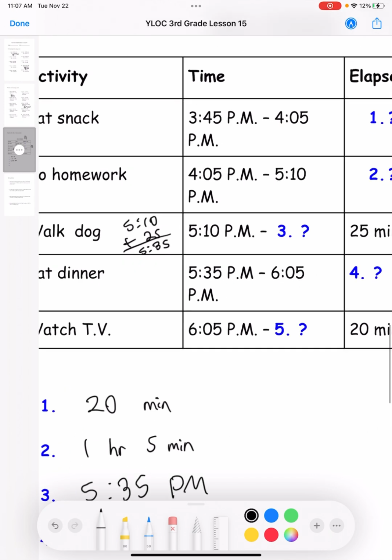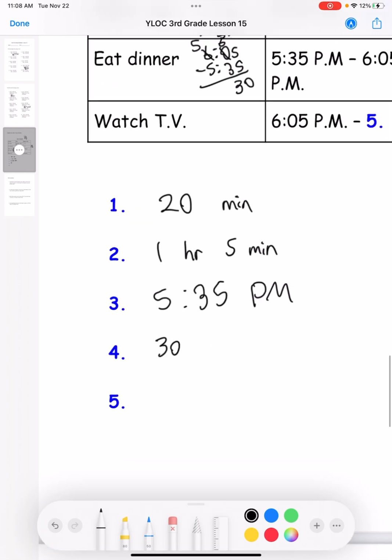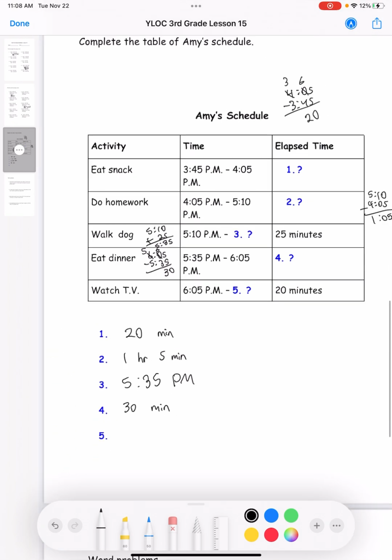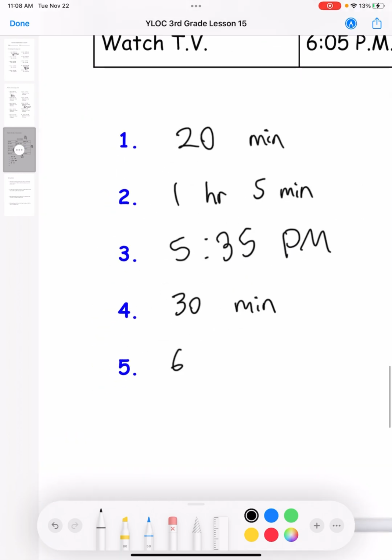And then eat dinner is the same thing as the first two. 6:05 minus 5:35, and we get 30 minutes. 30 minutes as the elapsed time. The last one is the same as number 3, where we add the elapsed time to the start time, and we get 6:25 p.m.